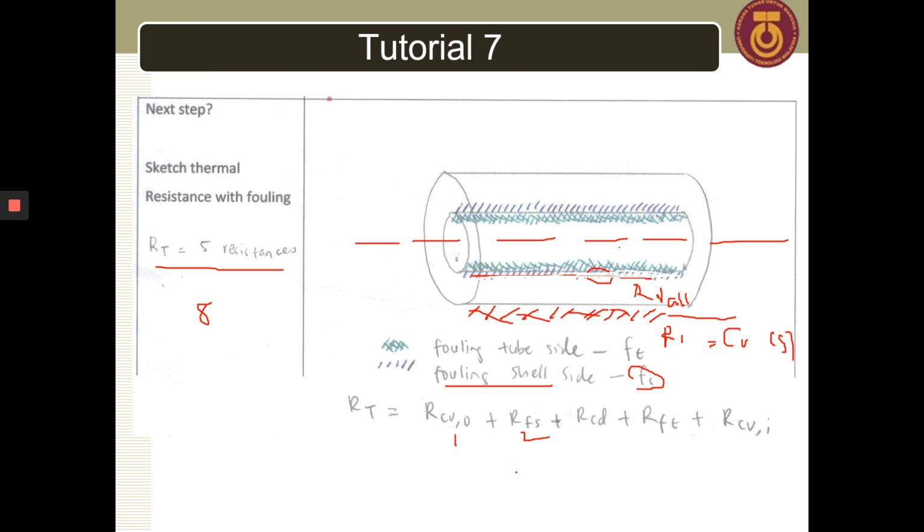So to conclude, when you have fouling, you increase the number of resistances, and the value of the overall coefficient will also be changed. I think I should finish for now. Maybe I can continue later with part 3, for the discussion on the tutorial.